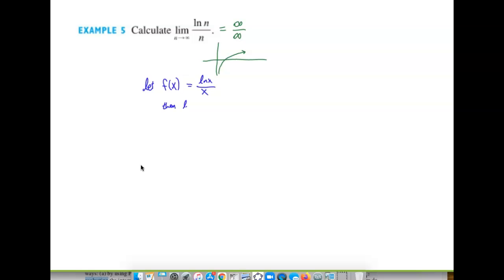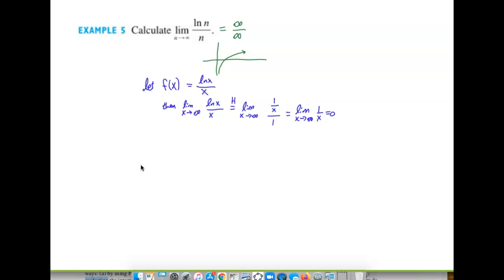Then the limit as x approaches infinity of ln x over x, we know already will be indeterminate, so we can use L'Hopital's rule. So I'll just do an equal sign with an h over it. And L'Hopital's rule just says take the derivative of the numerator, which would be what? 1 over x. Take the derivative of the denominator, which would be 1. And then reevaluate the limit. Limit as x approaches infinity of 1 over x, which would be 0.